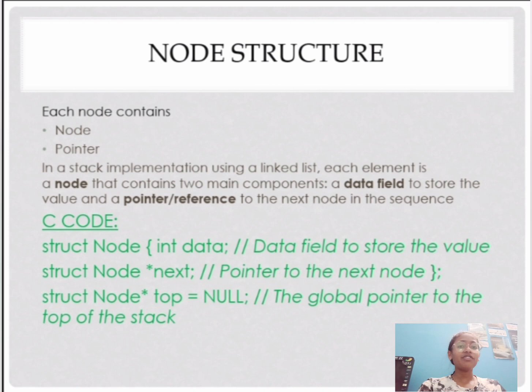Structure of a node. We define a structure called a node. Each node contains two parts, one to store the data, another to store the address of the next node. In the code, int data stores the value. Struct node *next points to the next element. We also maintain a pointer called top, which always points to the first node in the stack. Initially, this is set to NULL, meaning the stack is empty.